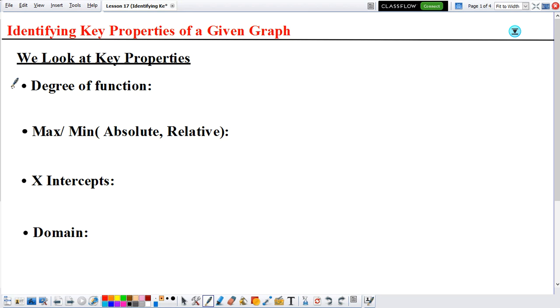We're going to see what is the degree of a function. We're going to see how we can find the max or minimum, which has two types, either an absolute or relative. We're going to see how we can identify the x-intercept, and we're going to see what is the domain. So at least for right now, we need to know these four properties in order to describe a graph.